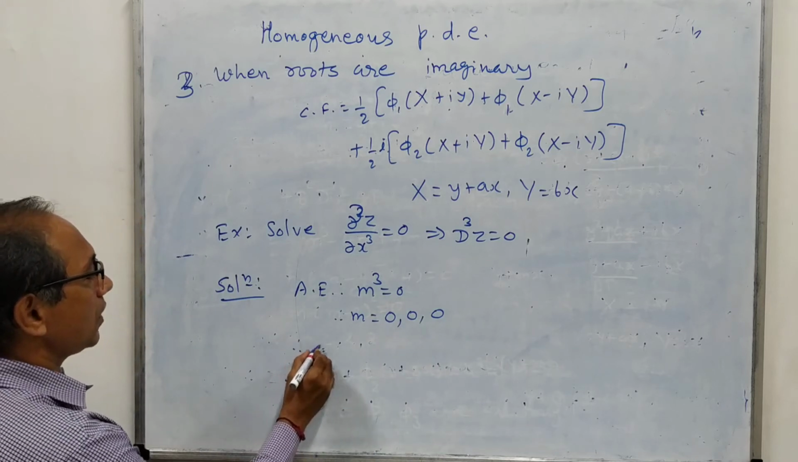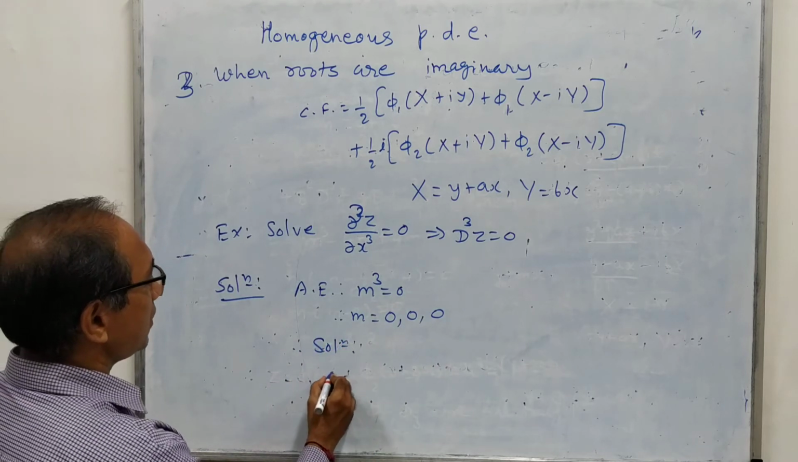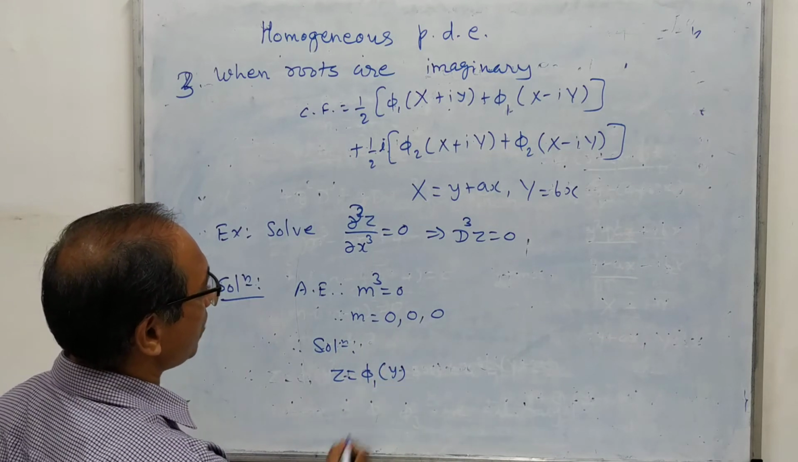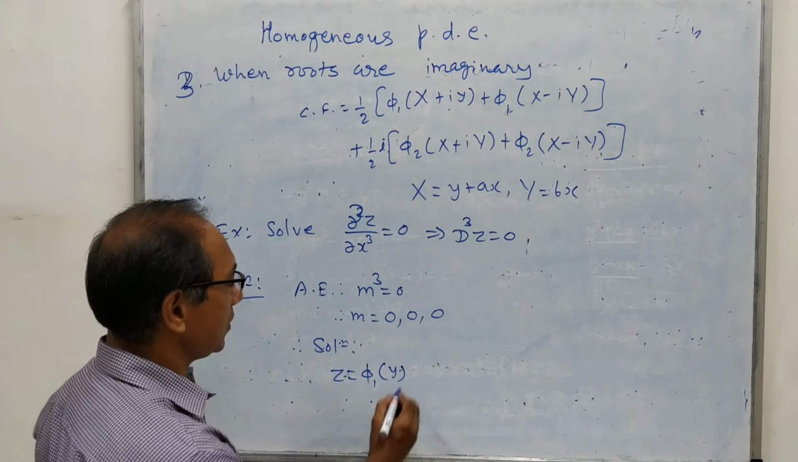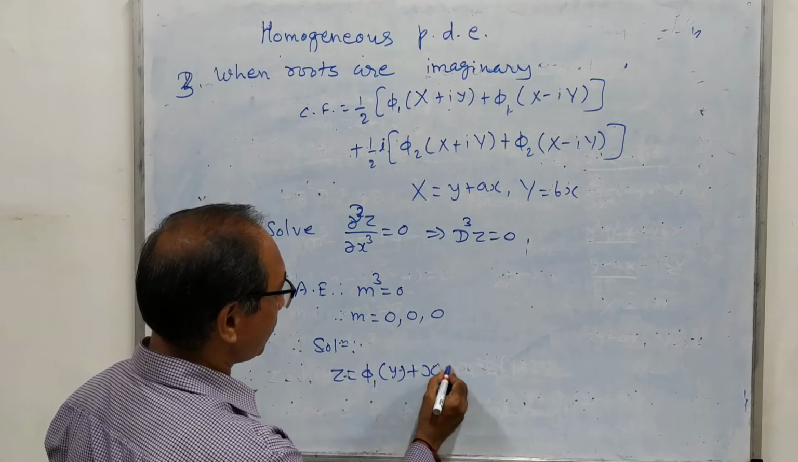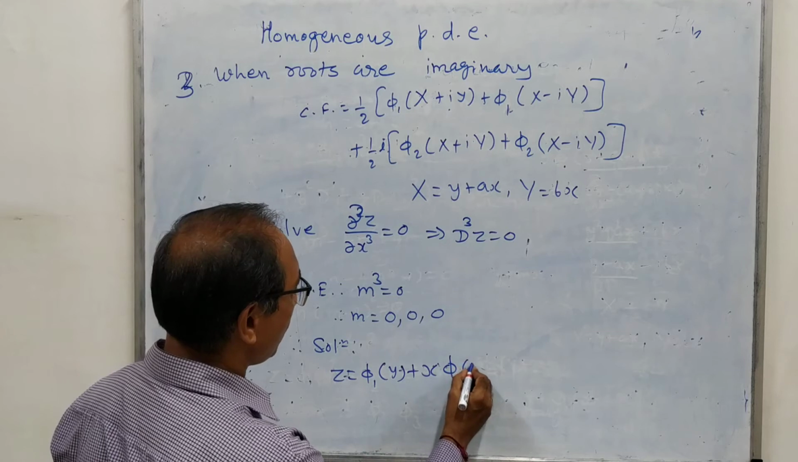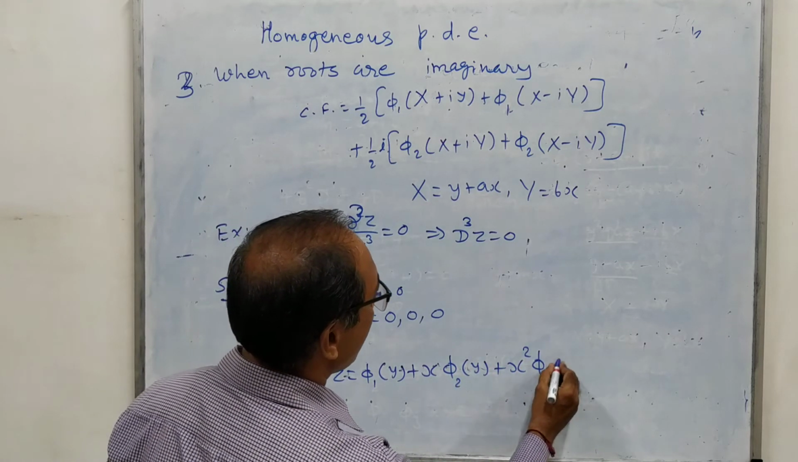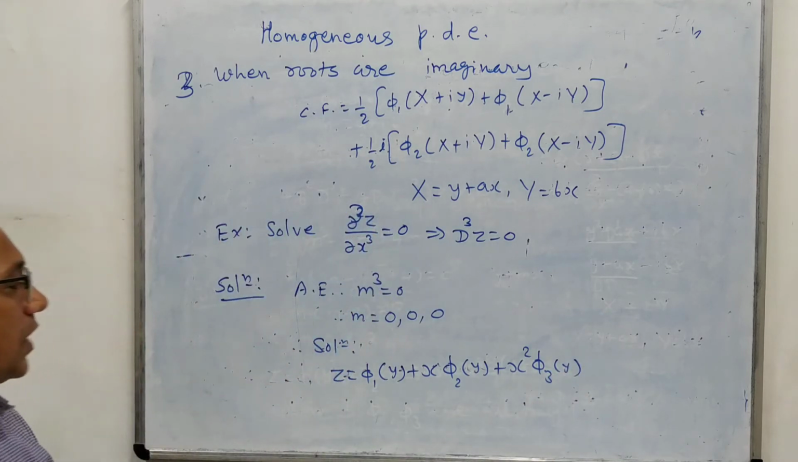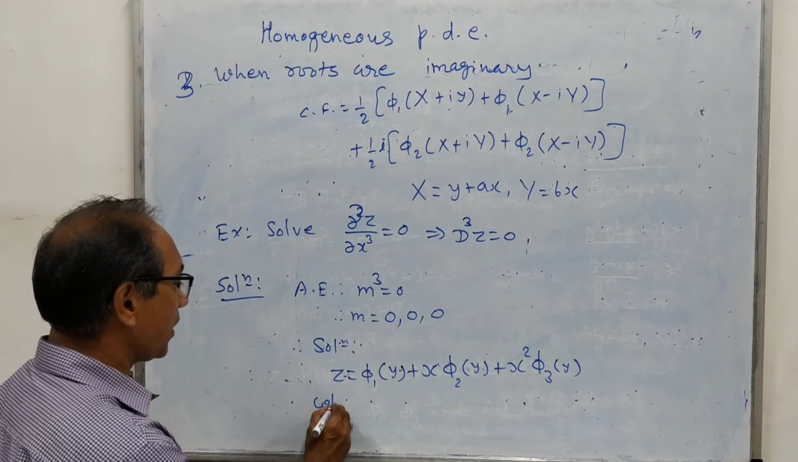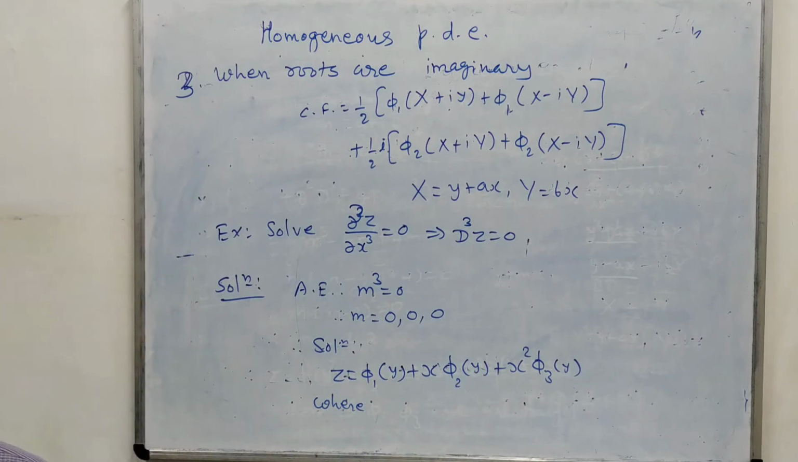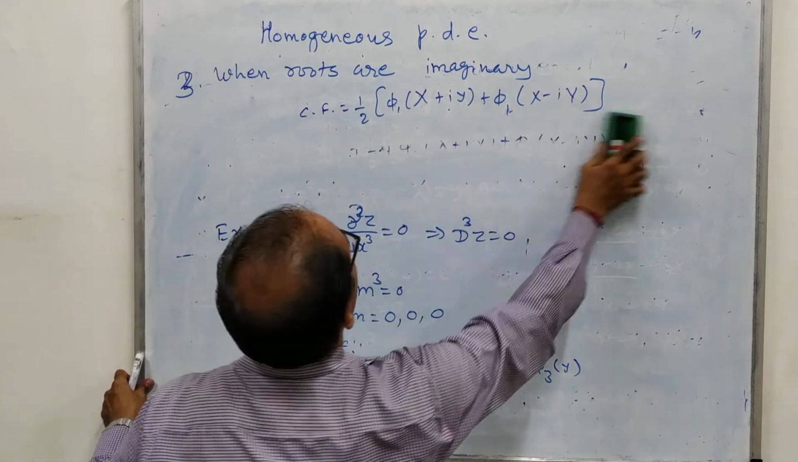So the solution is written as z equal to, first, phi 1 y plus m1x, but all m1, m2 and m3 are 0. So phi 1 all are repeated. So we multiply by x, phi 2 y, then again we multiply this by x square, phi 3 y. So this is the final solution, and then write down that phi 1, phi 2 and phi 3 are arbitrary functions. Okay. Now let us see another example.